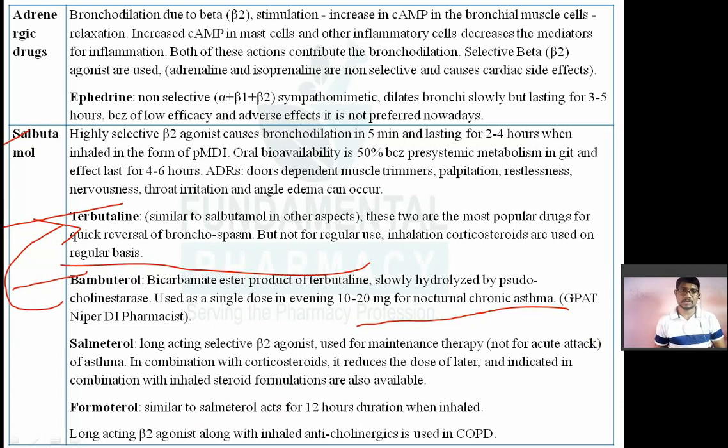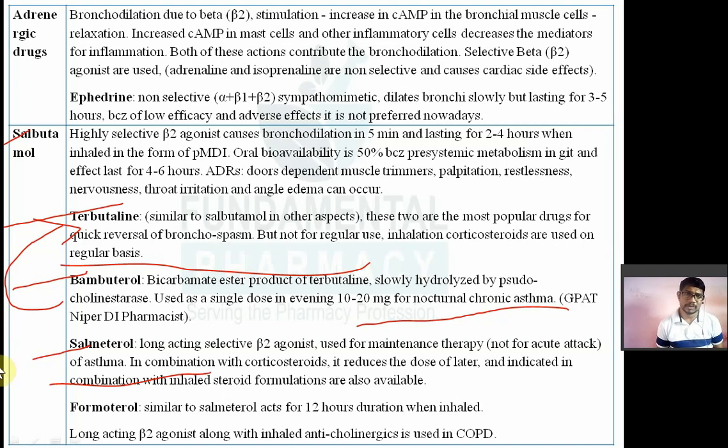Now next drug is salmeterol. So it is a long-acting selective beta-2 agonist. It is longer acting, used for the maintenance therapy of bronchial asthma, not for acute attack. It is used in combination with corticosteroids, and it reduces the dose of corticosteroids. It is indicated in combination with inhaled steroid formulations. Okay, inhaled steroid formulation is also available, like beclomethasone dipropionate plus salmeterol, such a formulation exists.